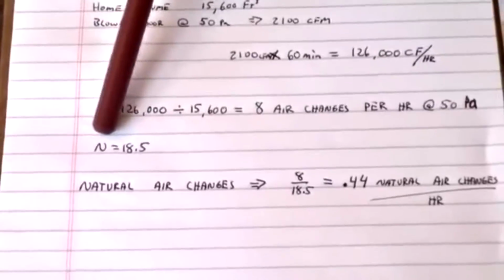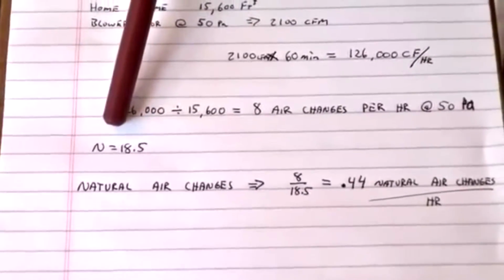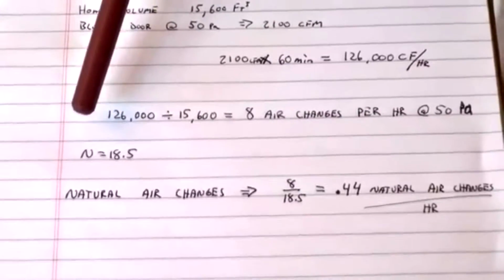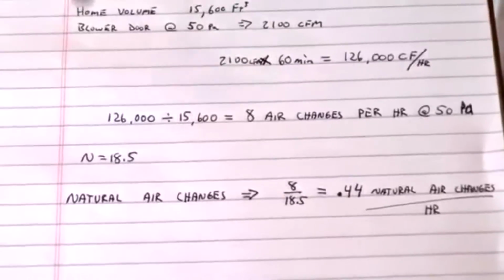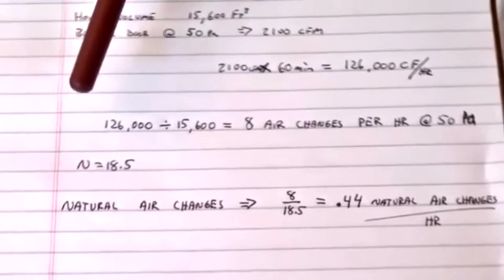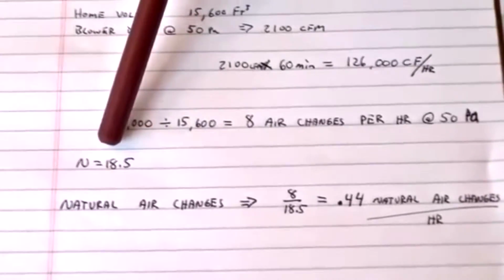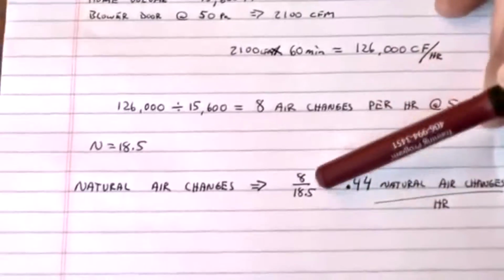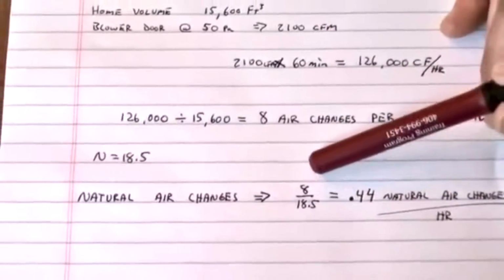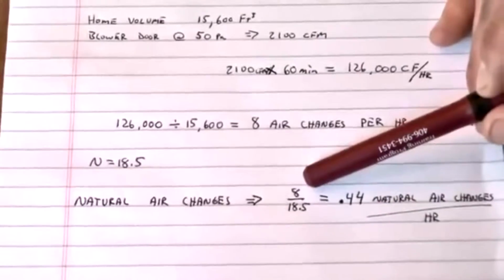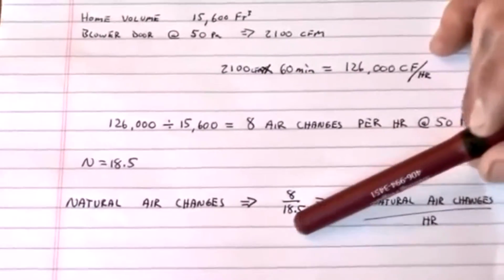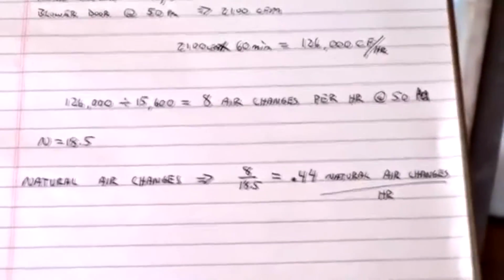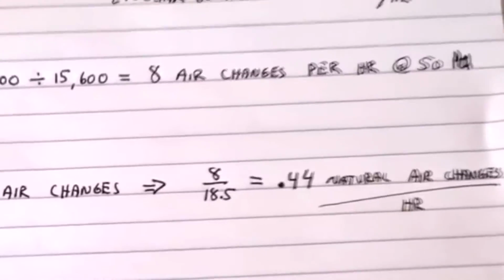Every area has an N value to calculate out the amount of natural air changes. Meaning if there's no wind on your house, if you don't have a blower door set up and so on, that's how many air changes you get naturally. The N value for our area is 18.5. So I take this 18.5 and I bring it down here. I have 8 air changes per hour at 50 pascals divided by our N value, which is 18.5, and I get 0.44 natural air changes per hour.